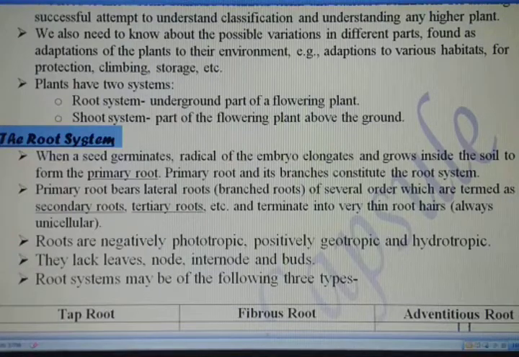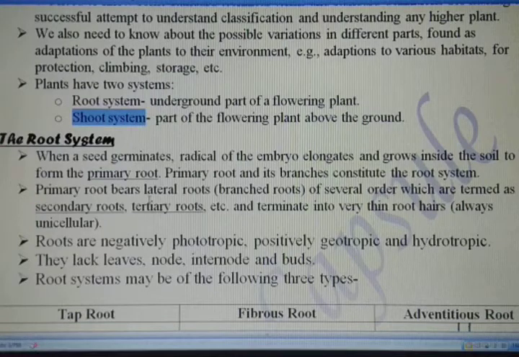Welcome back. Now, as I mentioned in the earlier video, plants have two systems, the root system and the shoot system. Above the ground it is called the shoot system, and the part under the ground is called the root system. Now, when we talk about the root system, this root system develops from the radicle of the embryo.